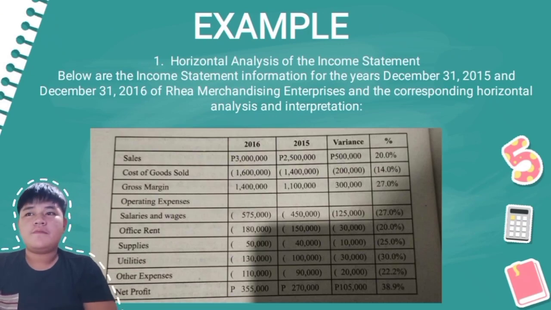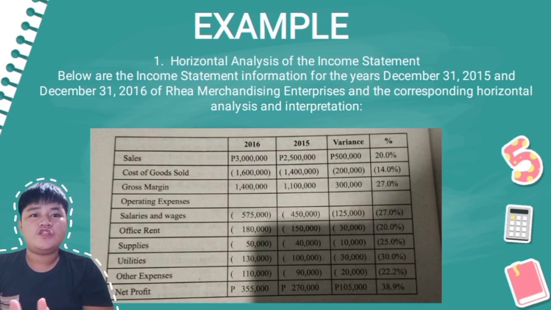So let's have an example. A horizontal analysis of the income statement. Below is the income statement information for the years December 31, 2015 and December 31, 2016 of RIA Merchandising Enterprises and the corresponding horizontal analysis and interpretation. So in the example, we can see the current year, prior year, the variance or peso change, and the percentage change. So in the next slide, we will show the solution.